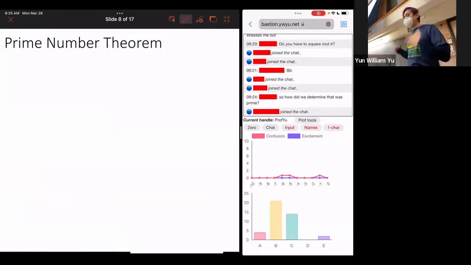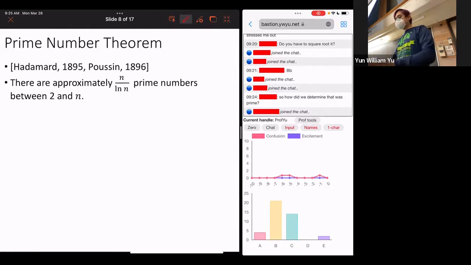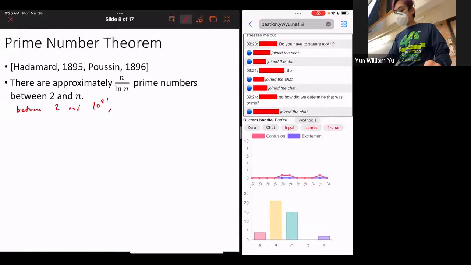But first, let's remind ourselves of the prime number theorem, which I covered in class some number of weeks ago. This was proven in 1895, 1896. Basically, there are approximately n divided by the natural log of n prime numbers between 2 and n. So what does that mean? That means that between 2 and 10 to the 21, there are approximately 10 to the 21 divided by the natural log of 10 to the 21, which is approximately 2 times 10 to the 19 primes.